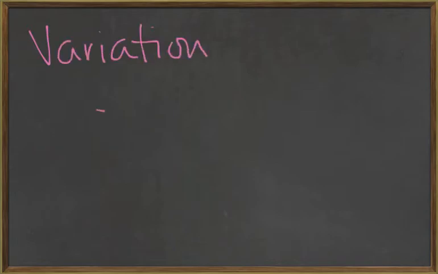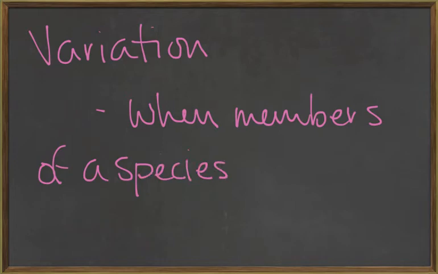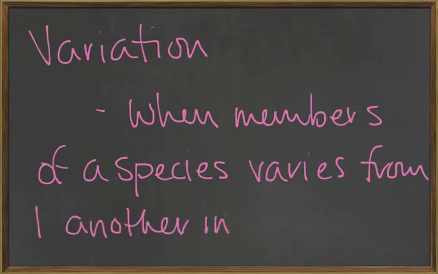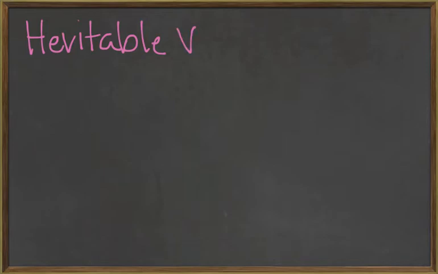The very first one that we are going to talk about is variation. Variation is when members of a species vary from one another in very important ways. This is mainly going to come from heritable variation.